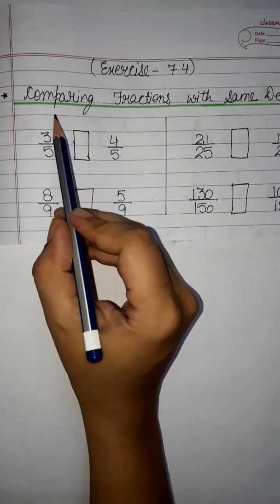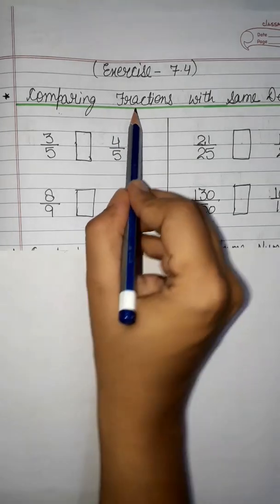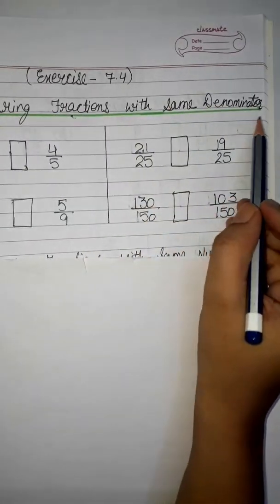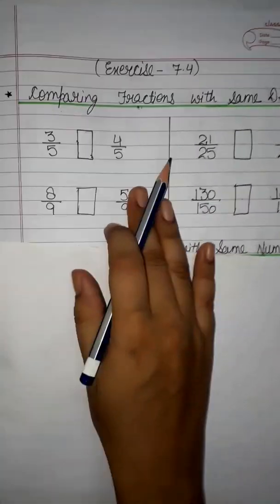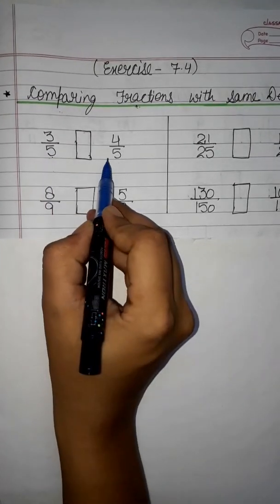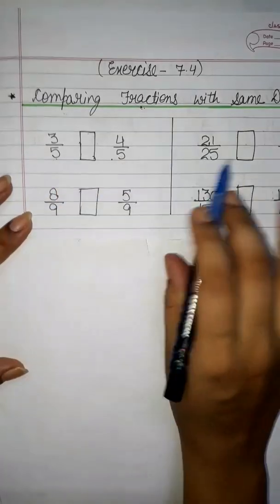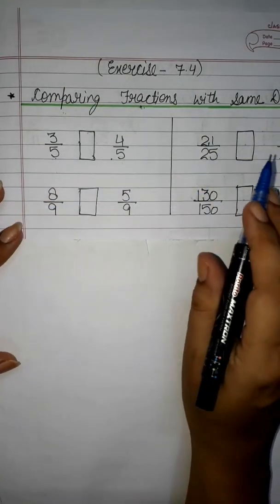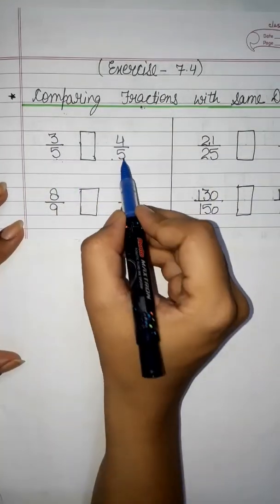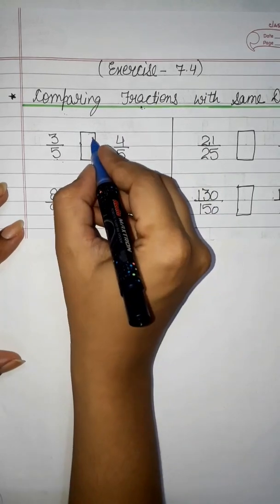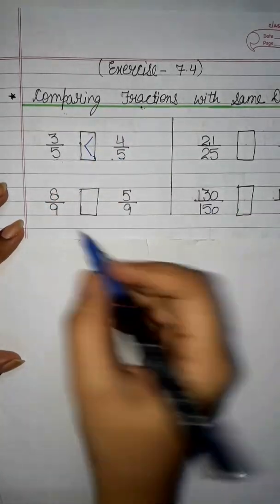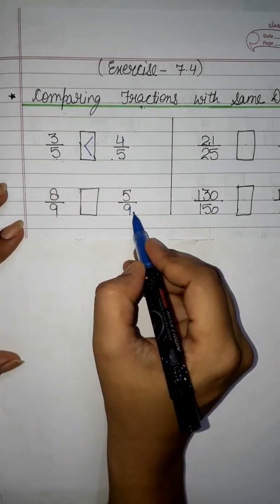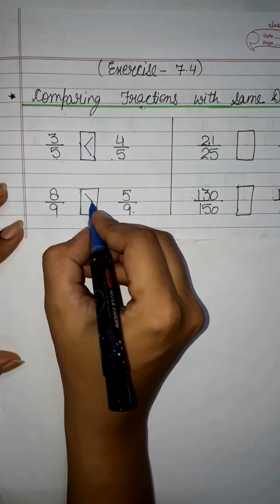Now children, see the first head. Comparing fractions with the same denominator means when we have the same denominators, you can see. The rules are the same as we do in whole numbers, like 3 by 5, 4 by 5. Which is the greater? This one, 4 by 5. 8 by 9, 5 by 9. Which is the greater? 8 by 9.